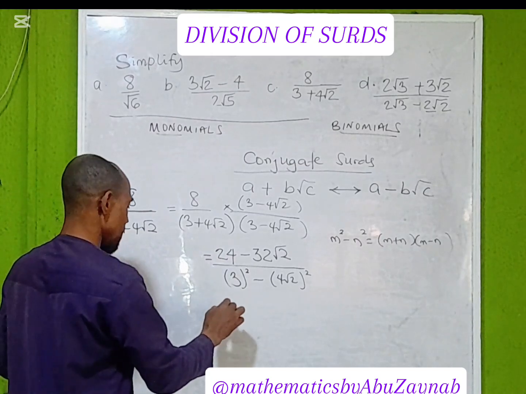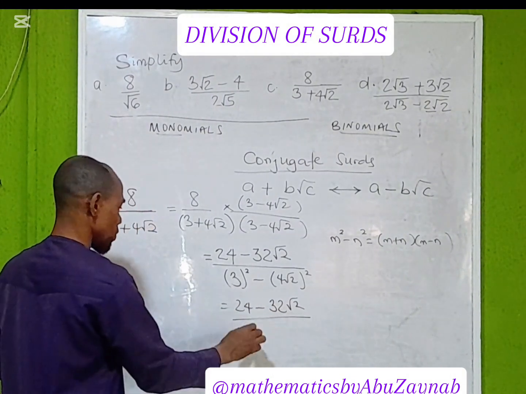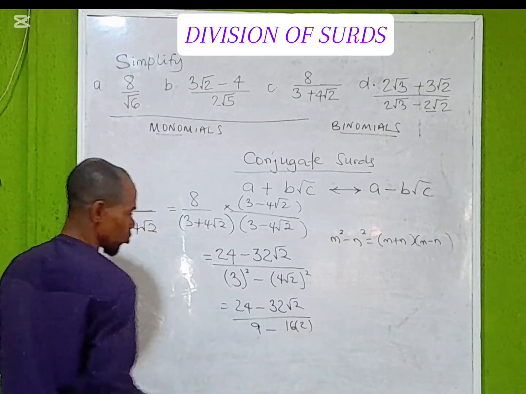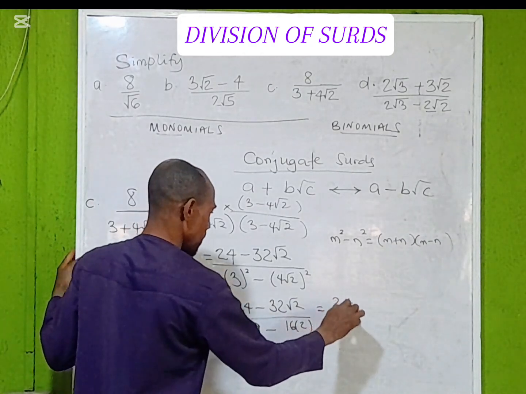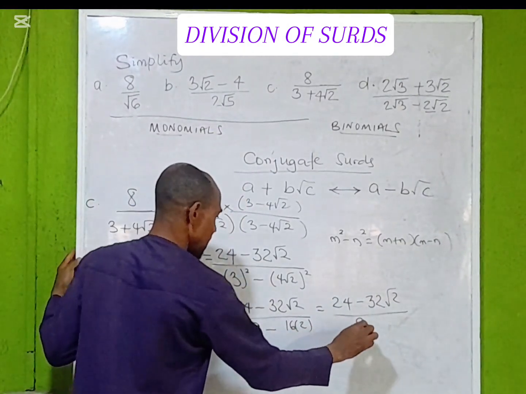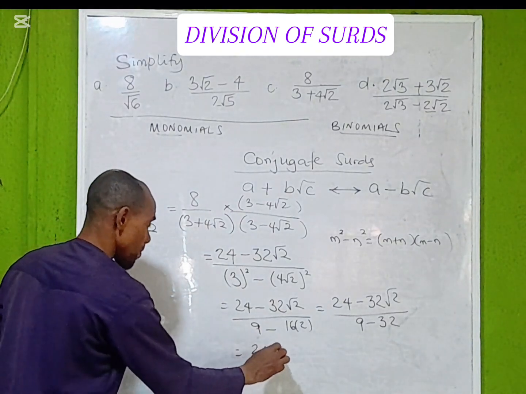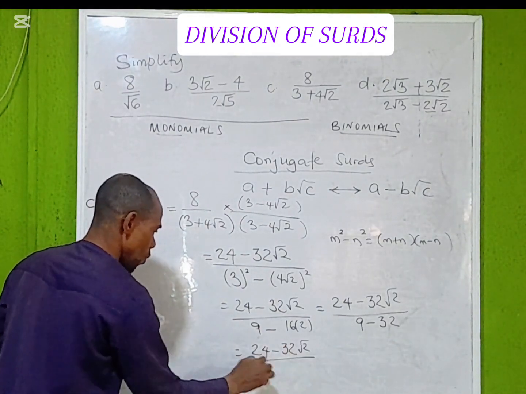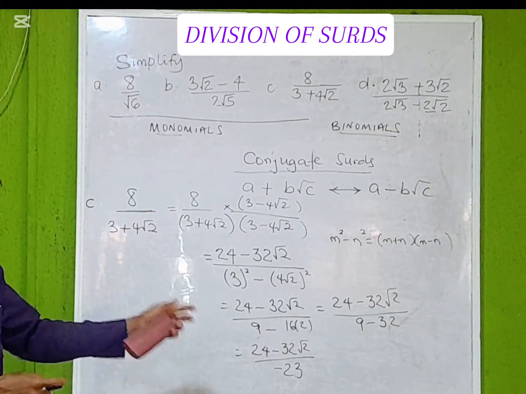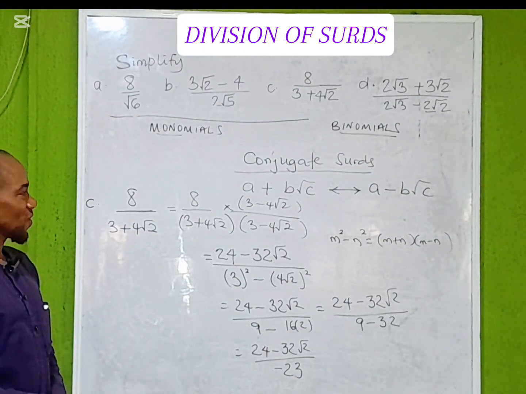So we have what here? 24 minus 32 root 2 over 3 squared is 9, minus 4 squared is 16, and root 2 squared is just 2. Hence we have 24 minus 32 root 2 over 9 minus 32. Hence we have 24 minus 32 root 2 over minus 23. And that is the end of the solution to that particular problem, which I believe you found quite interesting.